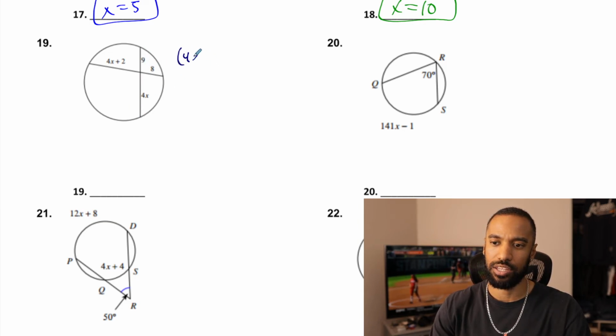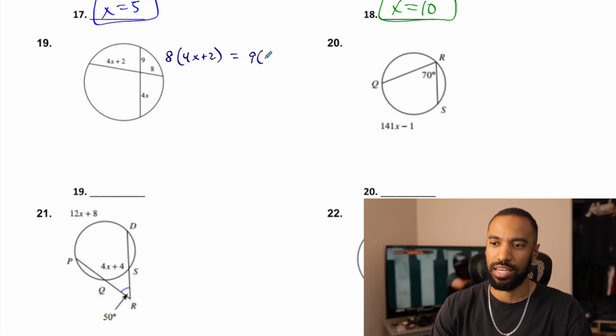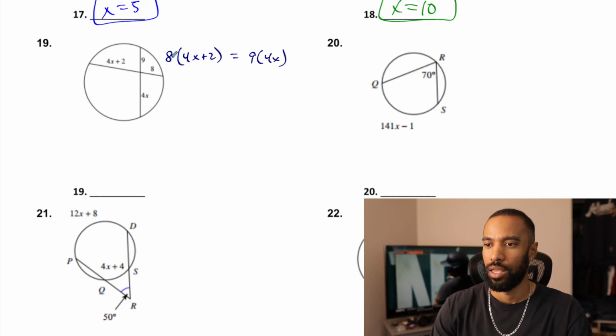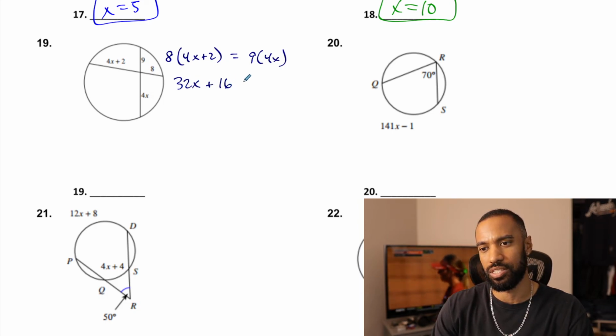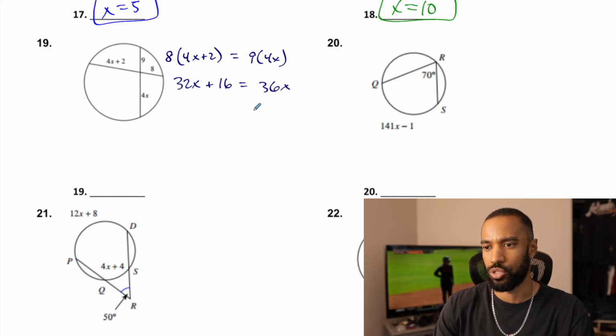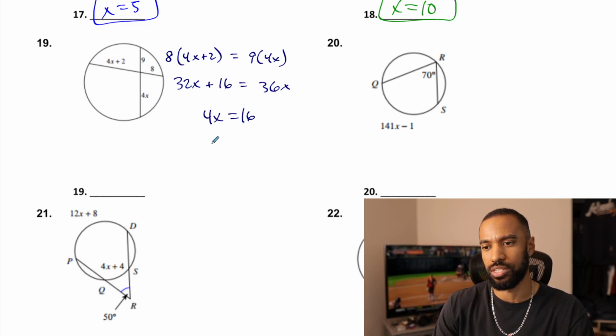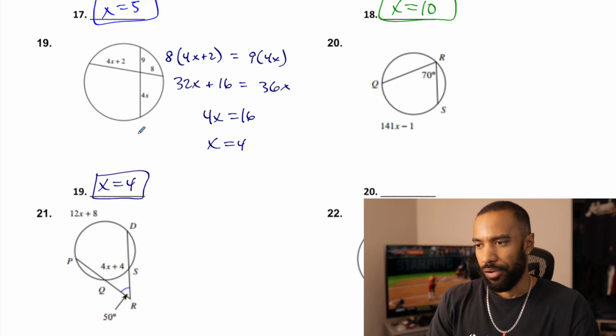So 4x plus 2 times 8, let me put that on this side, equals 9 times 4x. Let's go ahead and distribute this time. 32x plus 16 equals 36x. Subtract 32x, you get 4x equals 16. Divide by 4, you get x equals 4. Okay? I'm just going to trust it. Hope I'm good enough on that.